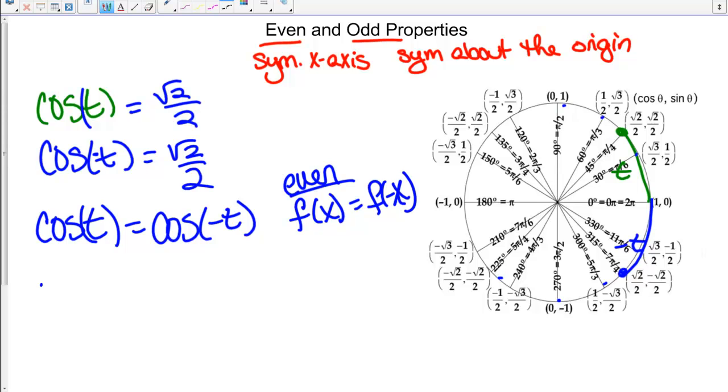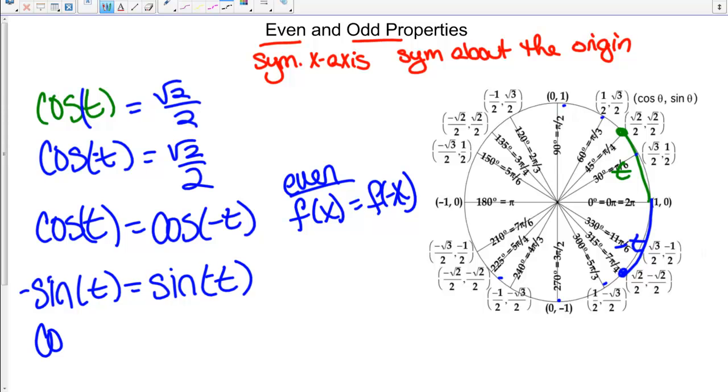So we know now that negative sine of t equals sine of negative t, and cosine of t equals cosine of negative t.